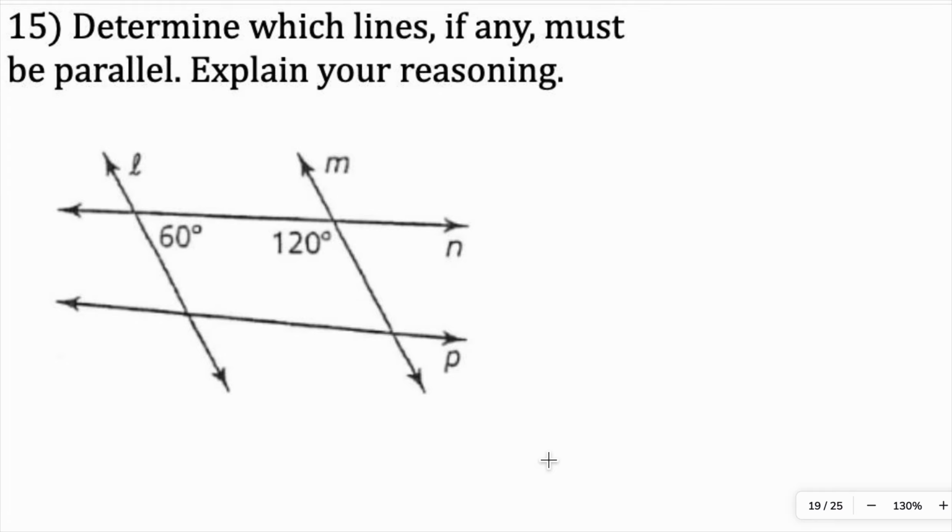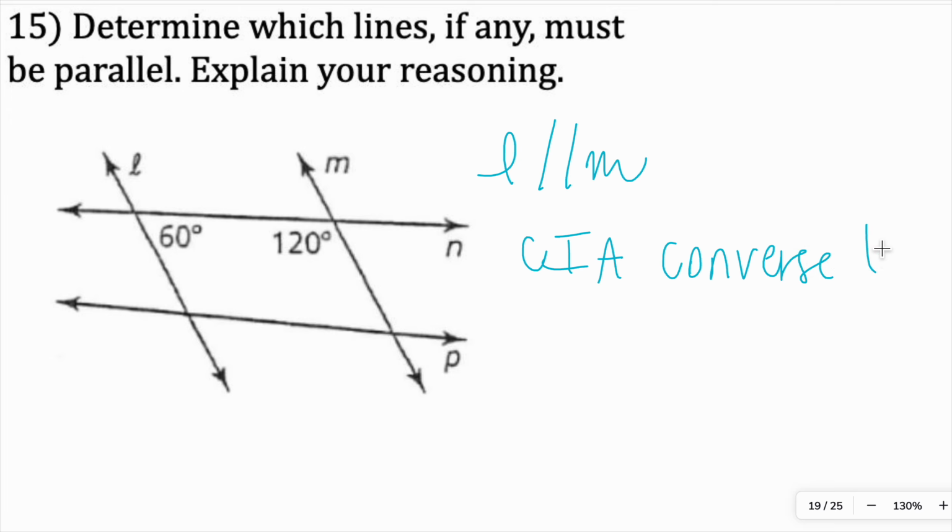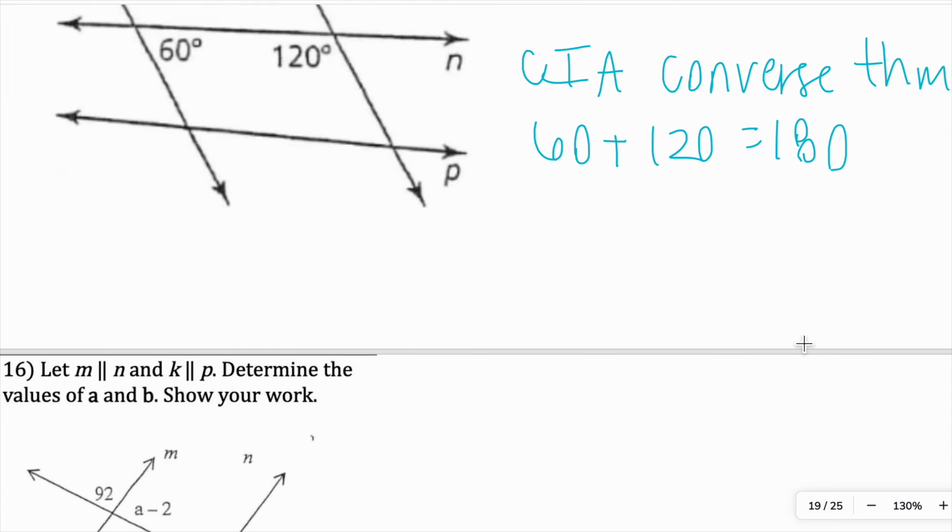And then same thing here for number 15, determining which lines, if any, must be parallel. For this one, I said L is parallel to M because I'm using the consecutive interior angles converse theorem. That just says 60 plus 120 equals 180.